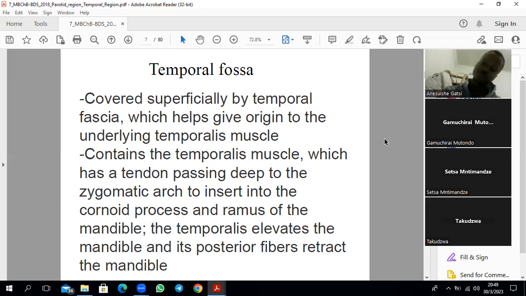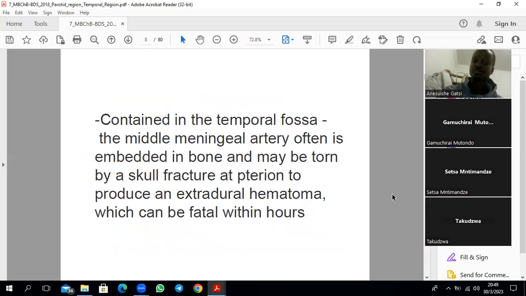And in terms of origin and insertion, the temporalis muscle will originate from the inferior temporal line. Then the tendon of insertion, we said it goes into the infratemporal fossa. Yesterday, when we were doing the infratemporal fossa, we saw the tendon of insertion of the temporalis muscle as it goes to insert onto the coronoid process of the mandible.